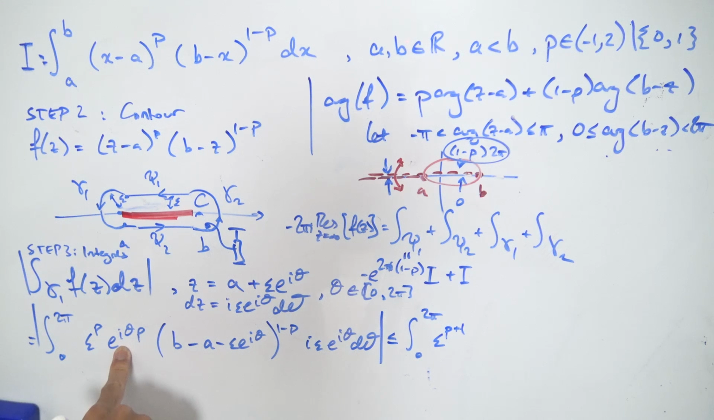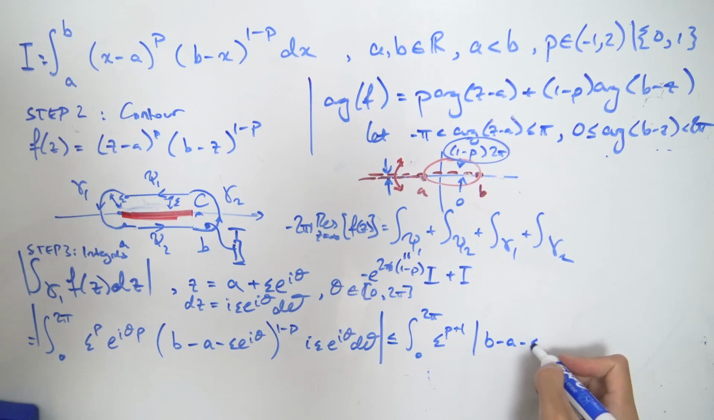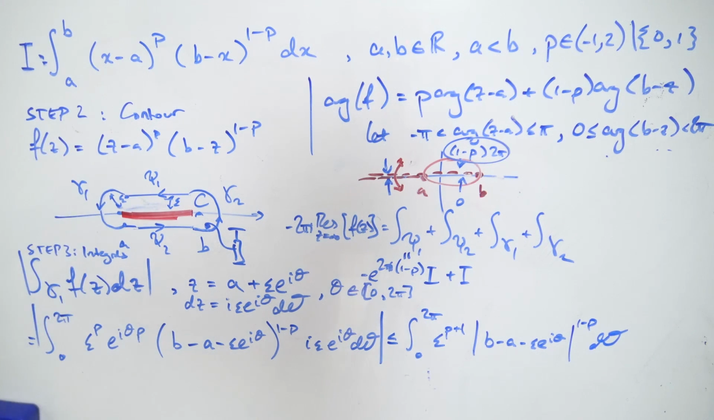And then the absolute value of this complex exponential function is just 1. The absolute value of i is 1. The absolute value of this other complex exponential function is also 1, leaving us with just the absolute value of b minus a minus epsilon e to the i theta to the 1 minus p times d theta. Okay, now we want to estimate this integral even further, because notice this integral is bounded above by the maximum value of whatever's in here. So if we can find the maximum value of whatever's inside of here, we've basically found another upper bound for our integral. So what is the maximum value over here?